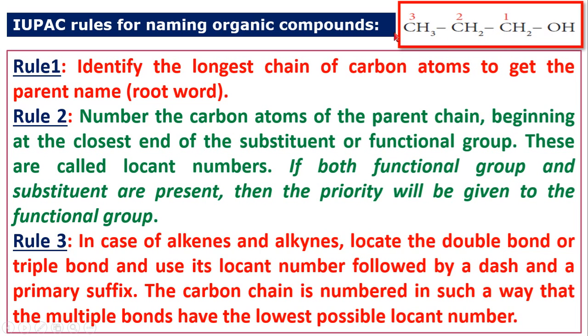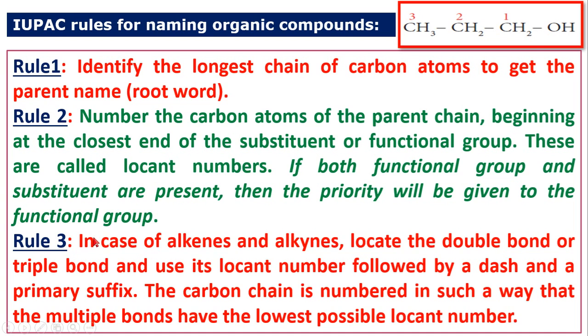So these are called locant numbers. Substituent or functional group positions are called locant numbers. If both functional group and substituent are present, then the priority will be given to the functional group. For example, here the first carbon has a functional group. Sometimes the same carbon has another substituent present, which means you give priority to the functional group, that is OH.